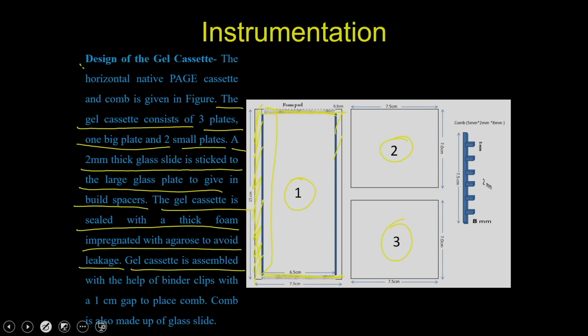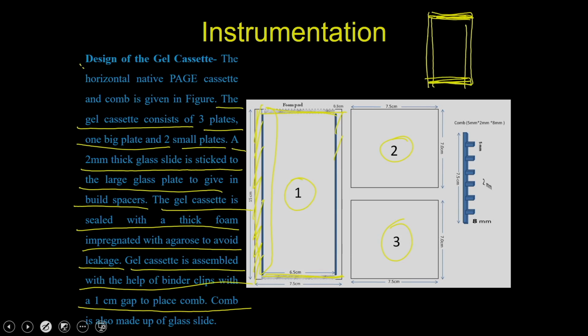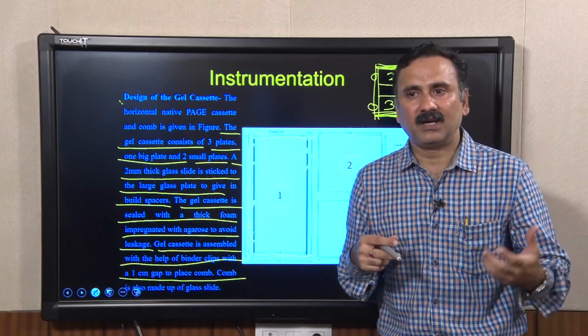Then the gel cassette is assembled with the help of binder clips with a 1 centimeter gap to place the comb. So you have the main plate, you have a comb, you have foam on this side and foam on this side, you have a spacer on both sides, and then you place number 2 and number 3 like this, and put the clips on both sides, so that this whole apparatus is assembled as one. Then you start casting the polyacrylamide gels.